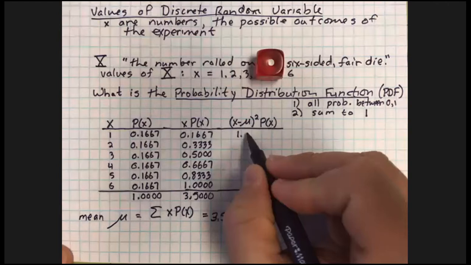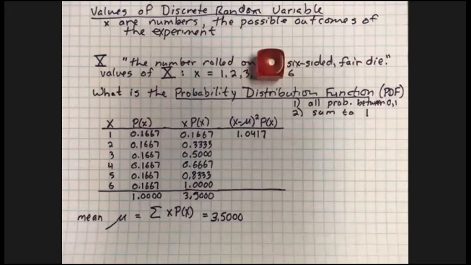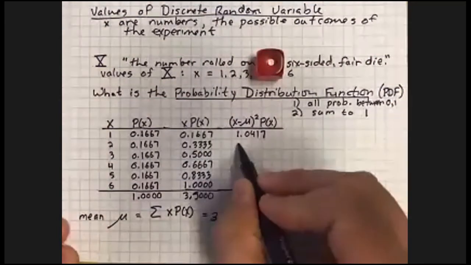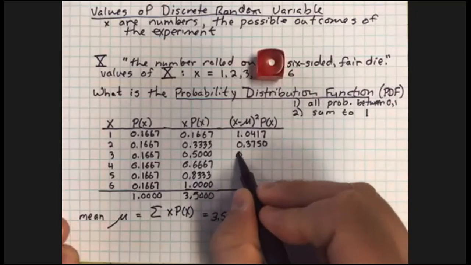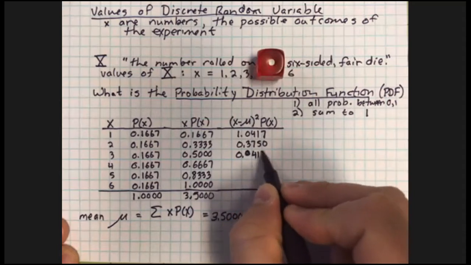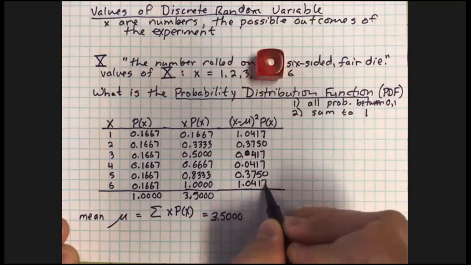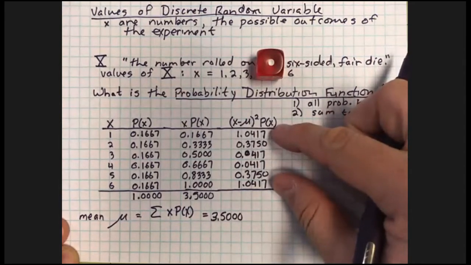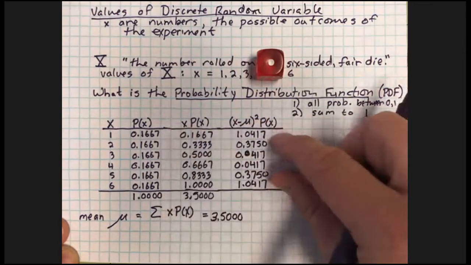Now do that for all these numbers. 2 minus 3.5, and you square it. Then you multiply it by 1/6, and you get 0.3750. And I'm just going to fill in the rest of these numbers here. 0.417, 0.417, 0.3750, and 1.0417. Notice these 1 and 6 are equally distant from 3.5, and they have equal probabilities. So this table is symmetric.